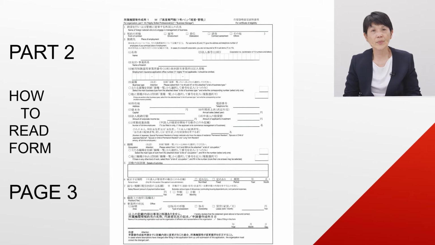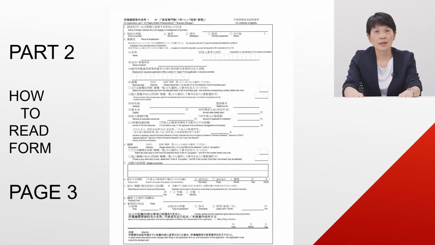At 7, remuneration. Company directors' remuneration is set once a year at the shareholders' meeting. So fill out the remuneration that is set at the shareholders' meeting. And the supporting document here is a copy of the shareholders' meeting minutes. And then put the title. When you call yourself the president, CEO, or representative director, any one of them is okay.